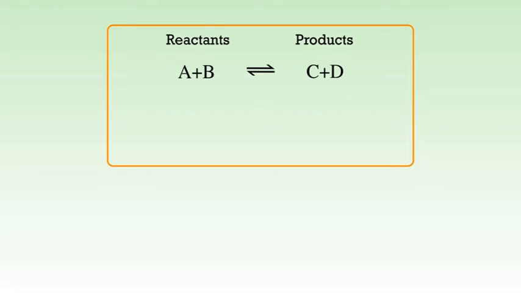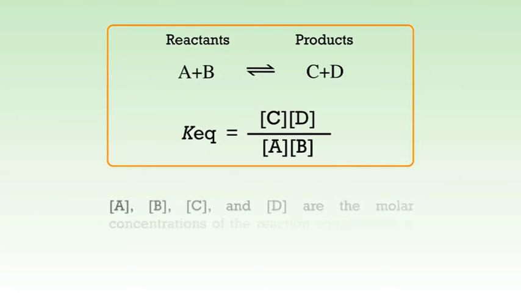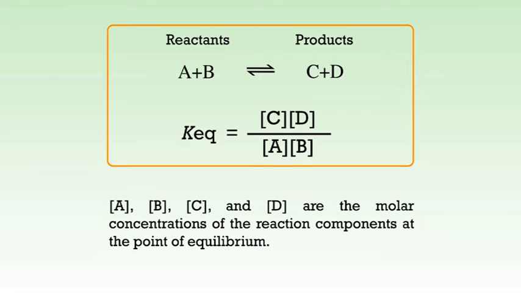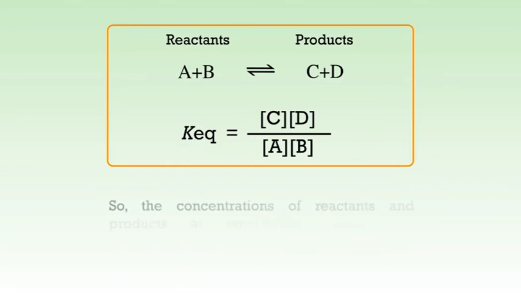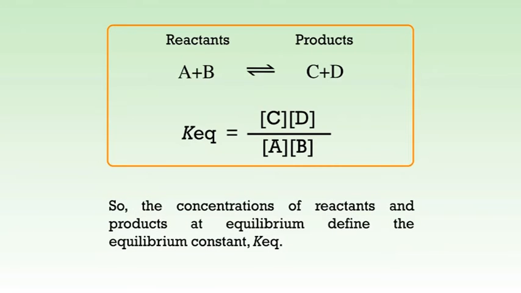Let us consider a reaction where A plus B is converted to C plus D. In this reaction, the equilibrium constant is given by Keq equals the concentration of C times the concentration of D, divided by the concentrations of A and B, where A, B, C and D in square brackets are the molar concentrations of the reaction components at the point of equilibrium. So, the concentrations of reactants and products at equilibrium define the equilibrium constant, which is Keq.